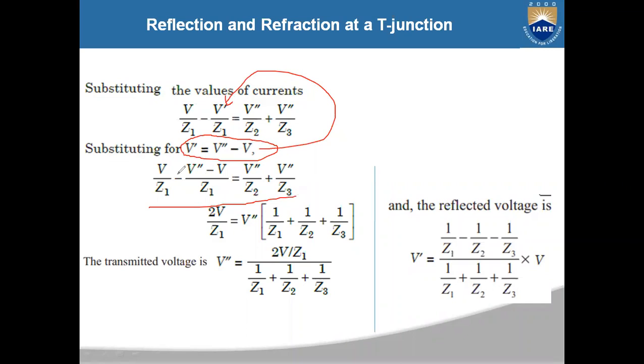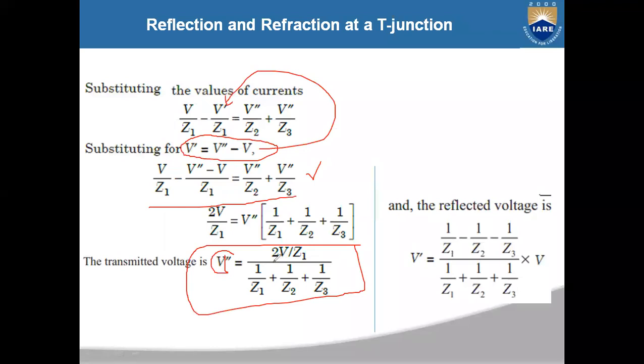So now from this equation, if you do some mathematics, finally what you are getting here is V double dash will be equal to this value. Okay, so V double dash is equal to 2V by Z1 by 1 by Z1 plus 1 by Z2 plus 1 by Z3. So this V double dash is nothing but the transmitted voltage wave.